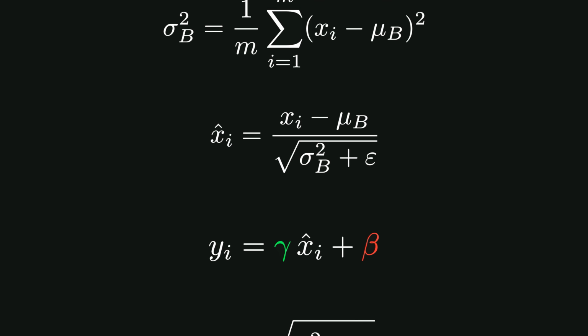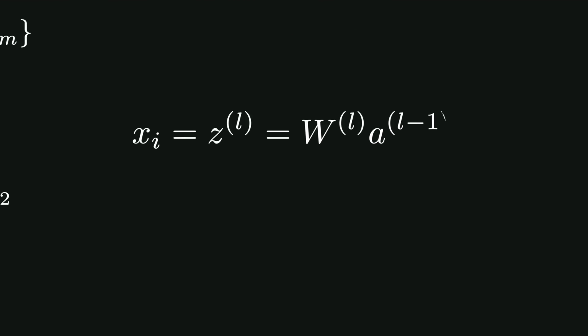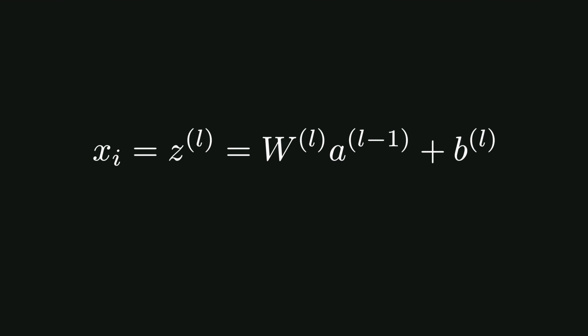And by the way, this x hat value we have been talking about is simply the pre-activation, the weighted sum z of that particular layer. It's actually a topic of research about whether we should normalize the activations or the pre-activations. But in practice, most deep learning libraries apply batch normalization on the pre-activation z.